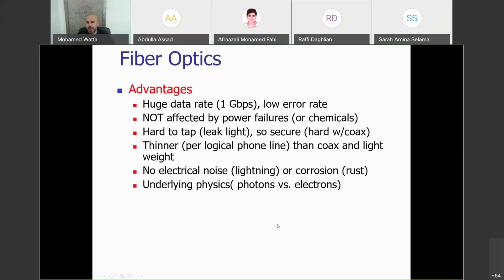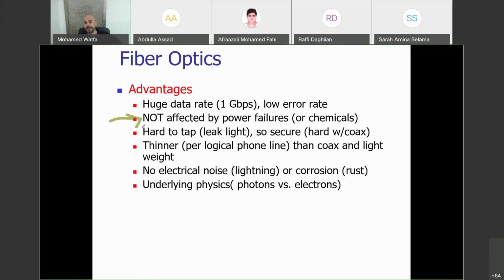So what do we know about fiber optics? There are huge data rates, 1 and more. Typically 1 is kind of the minimum. So we're talking about 1 gigabit per second and more. I say and more because it could easily go more than that. It's not affected by power failure. Who could tell me why it is not affected by power failures?